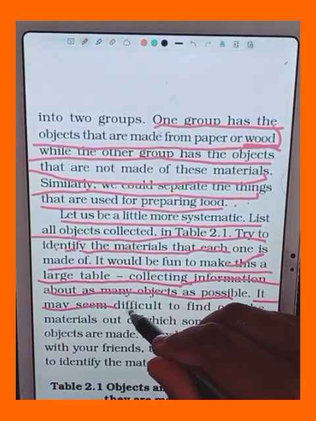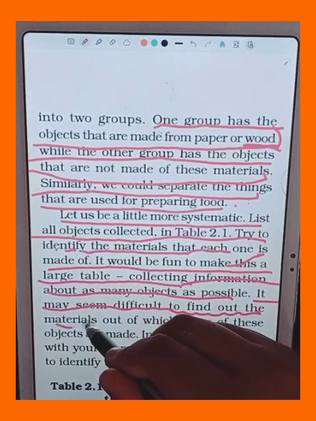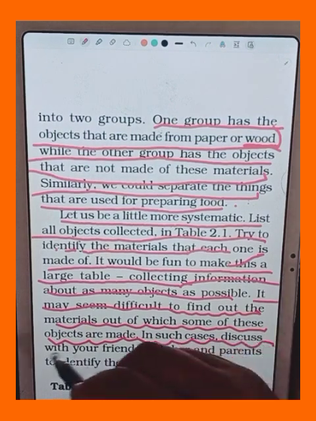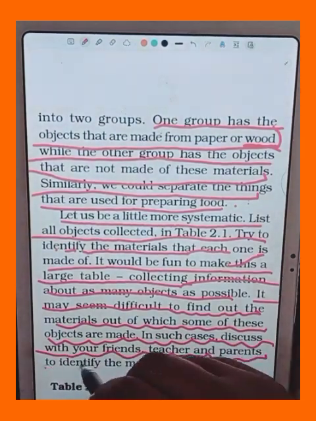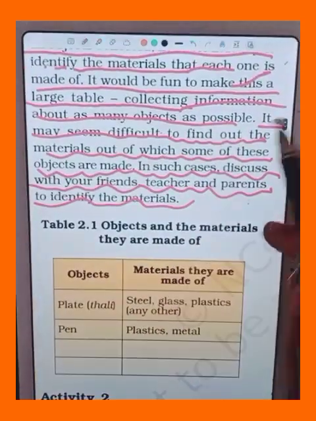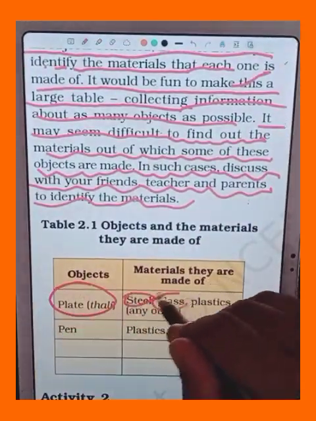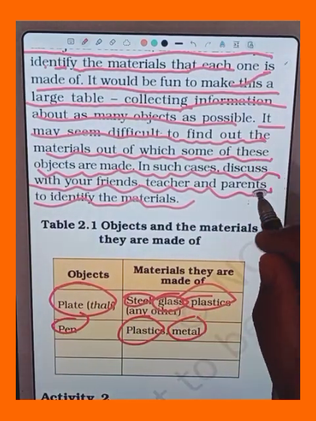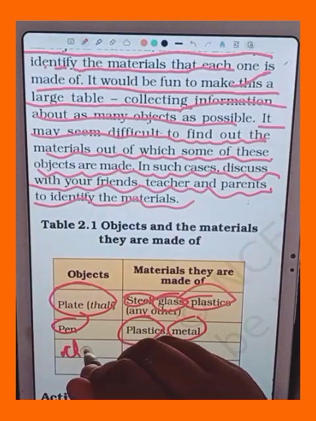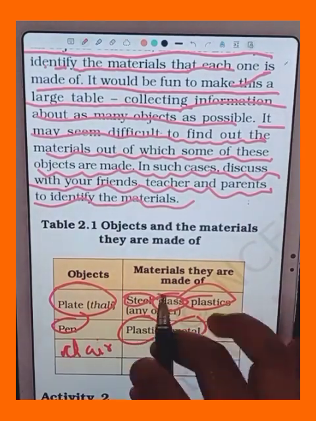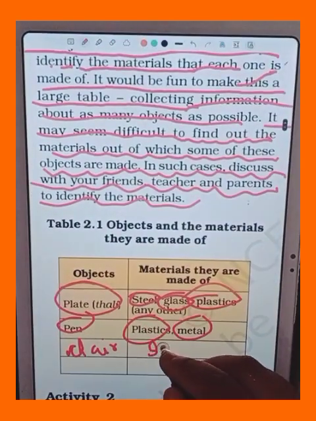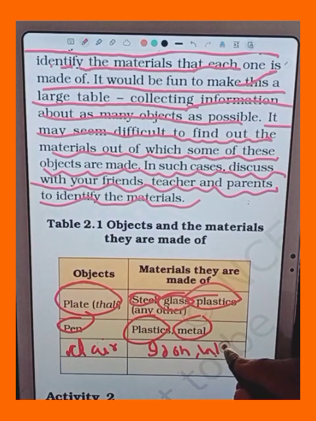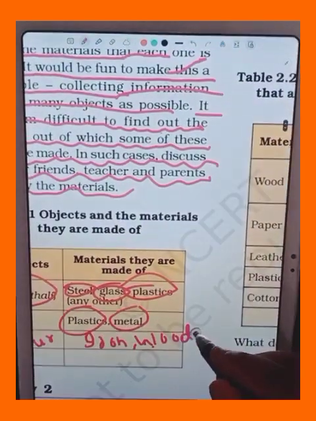It may seem difficult to find out the materials out of which some of these objects are made. In such cases, discuss with your friends, teachers and parents to identify the materials. So like plate or thali: steel, glass, plastics, and then pen: plastic, metal. So let's take chair. Some chairs are made from iron, wood, plastics.